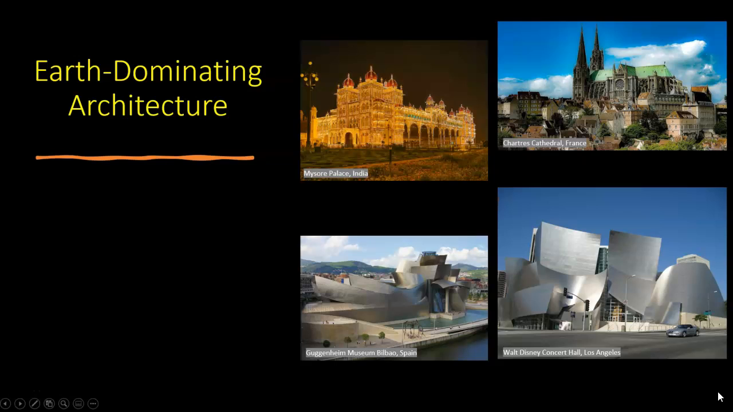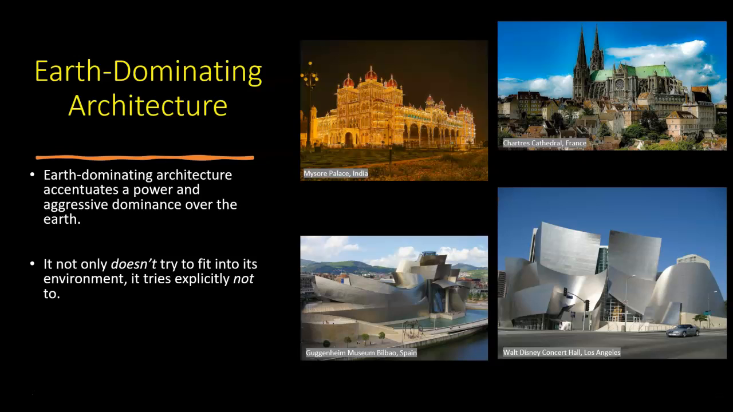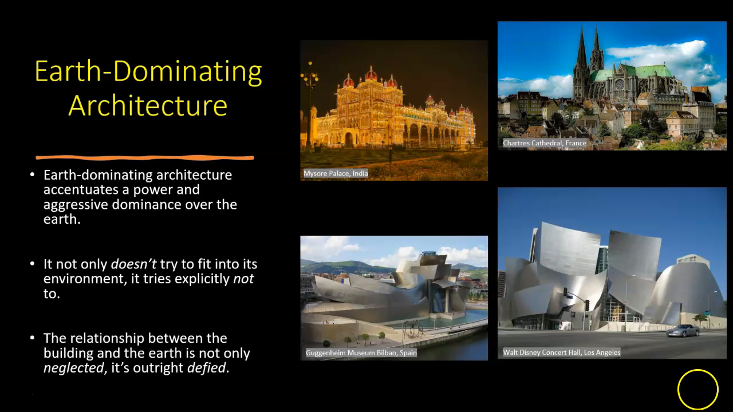And then there's earth dominating architecture. And that type of architecture accentuates a power and aggressive dominance over the earth. And it not only doesn't try to fit into its environment, it tries explicitly not to. It tries to defy the environment. It's basically look at me and forget everything else architecture. So in this earth dominating architecture, the relationship between the building and the earth is not only neglected, it's outright defied.